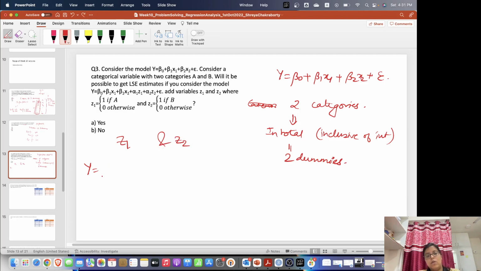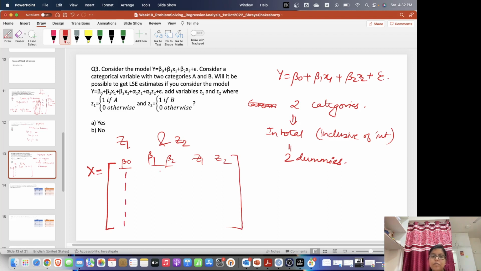So I'll tell you why we can't fit this model and where the problem will arise, and why we need to drop one of the dummies and take the intercept into account. Why we do that and what problem arises if we do not do that. So here if you consider the X matrix, you have the intercept term. This is your beta 1, this is beta 2, this is due to Z1, and this is due to Z2. So this will always be 1.